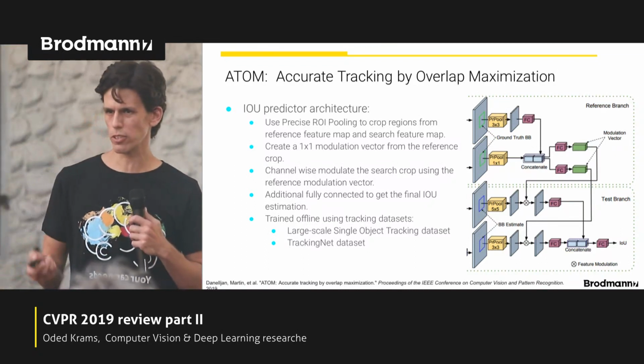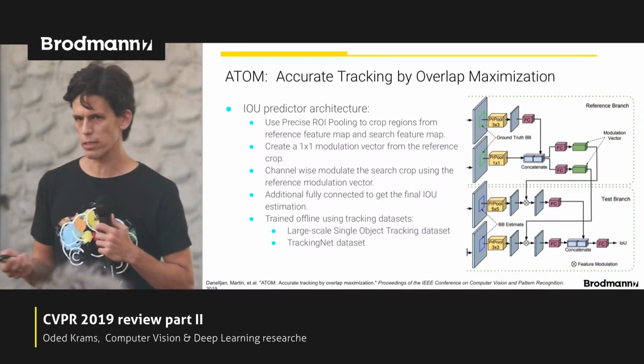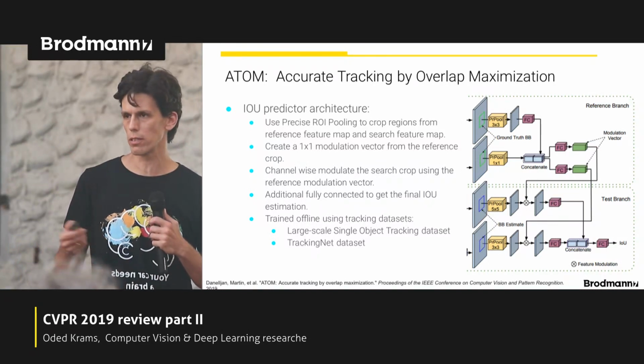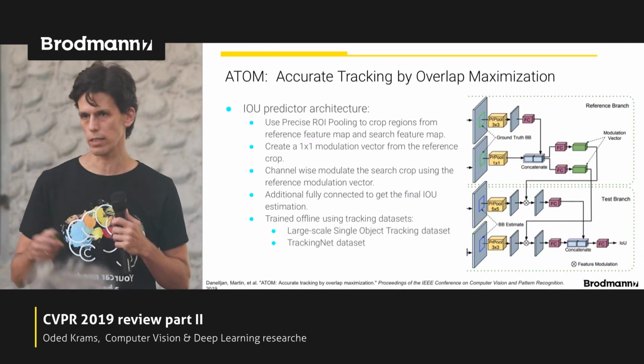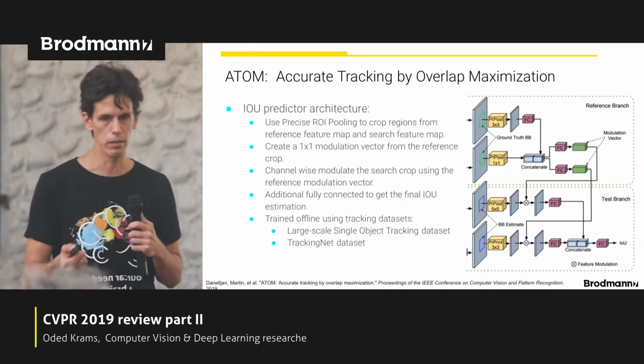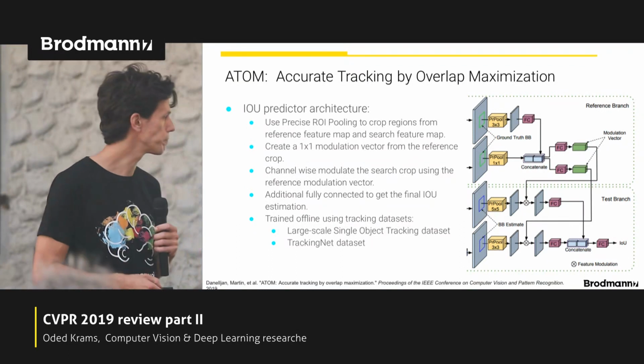They add an additional fully connected layer at the end to get the final IOU. And it's trained offline using some tracking data set, taking 2 frames with some gap between them and training this network.